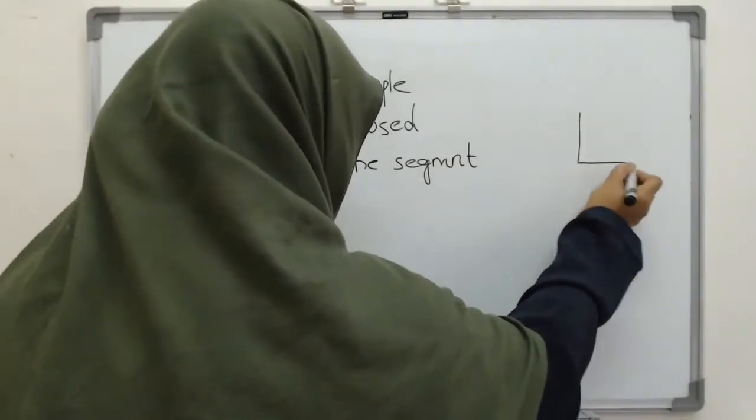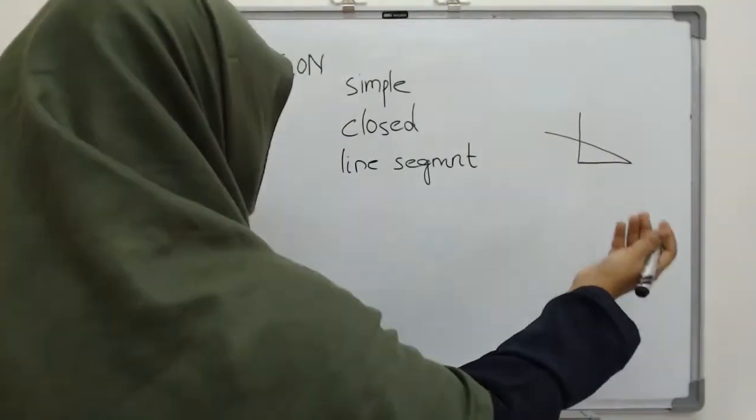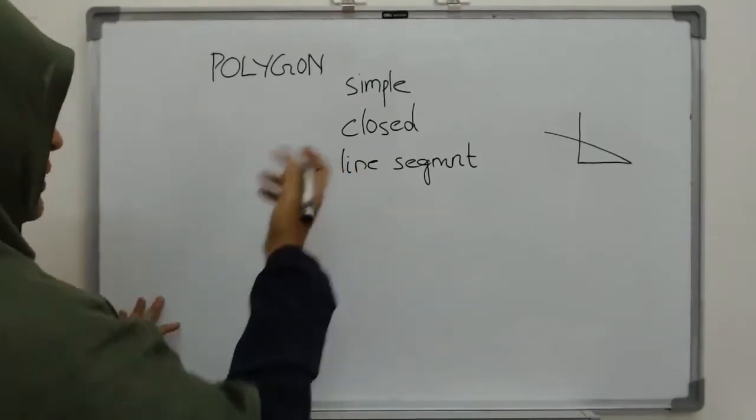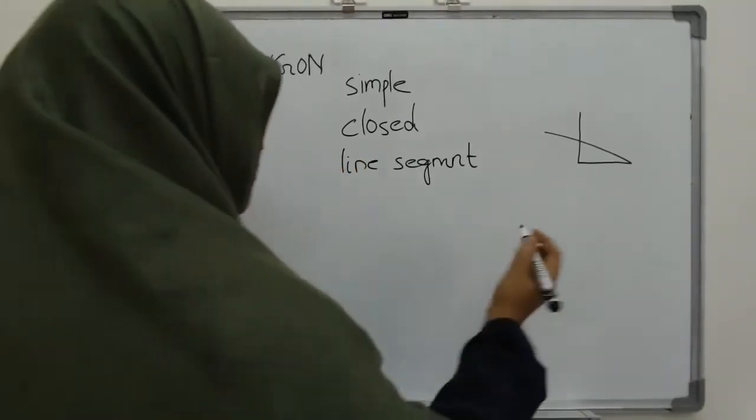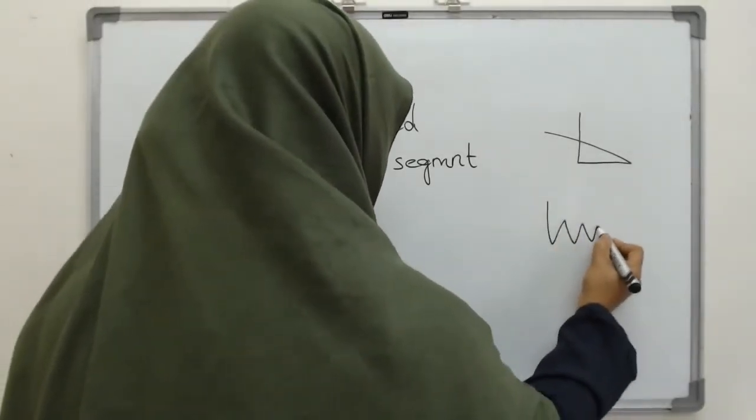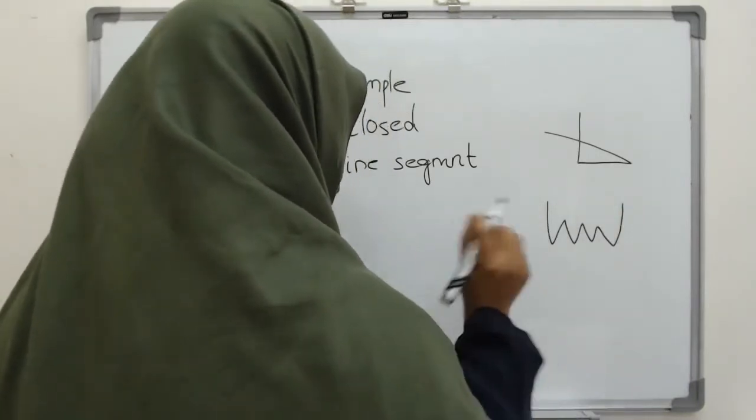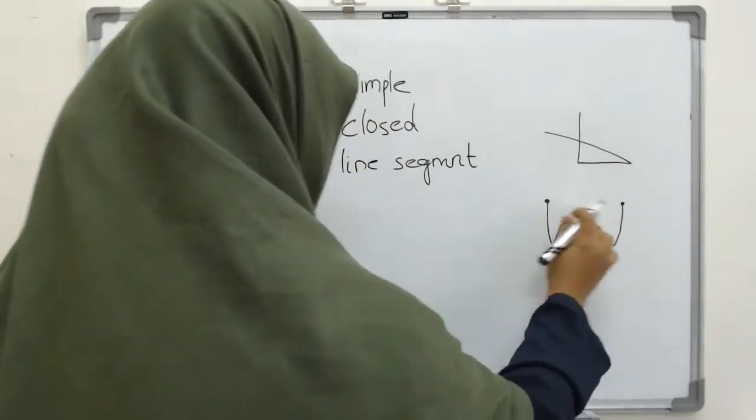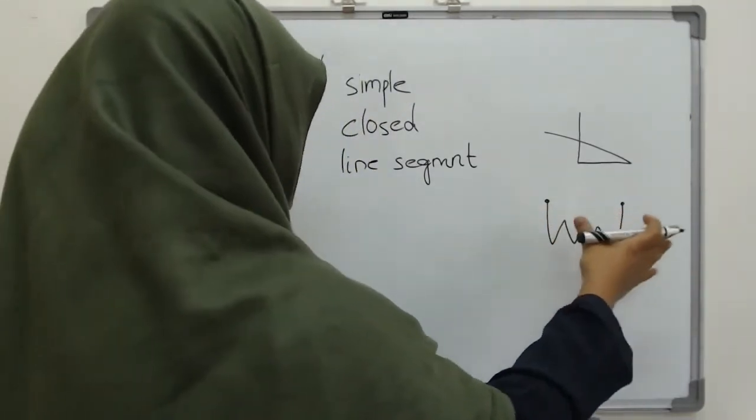That is, something like this does not happen. The sides should not intersect or cross each other. Now what do we mean by closed? Any figure is said to be closed if it does not have any open endpoints. See the two endpoints here? In this case, this figure is not closed, it is open.